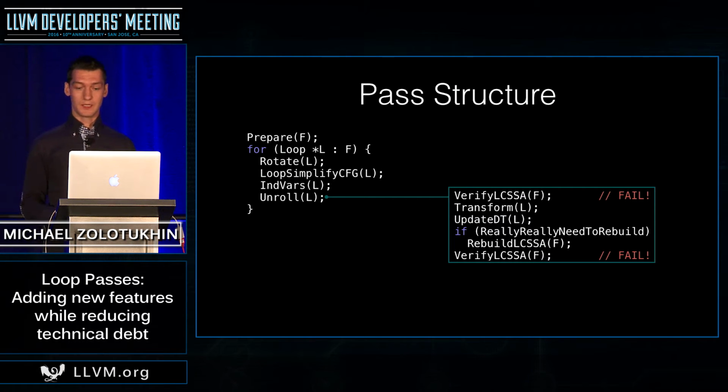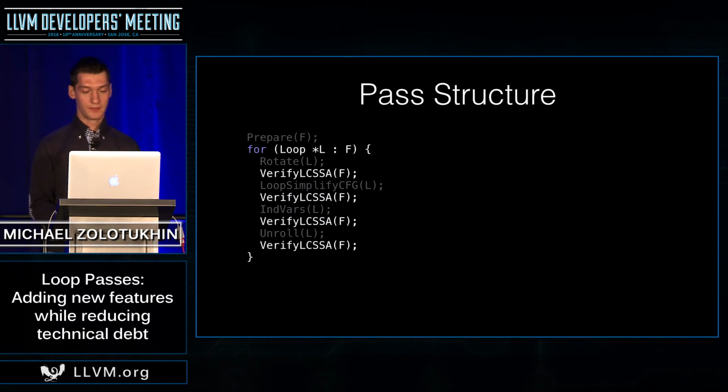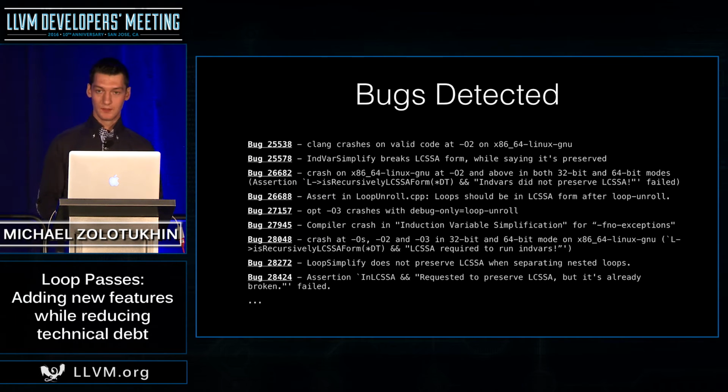And now it was, again, our responsibility to fix it if we wanted to proceed with our feature, even though the feature was correct. So to find the offending pass, we decided to use the loop pass manager and to run verify LCSSA after every loop pass that we have. So our pass structure started to look like this. And we found lots of bugs. We found bugs in indvars simplify, in loop unroll itself, in loop simplify, in IRCE, and in other passes. These bugs are fixed now, but there are some outstanding. So we still have some work to do.